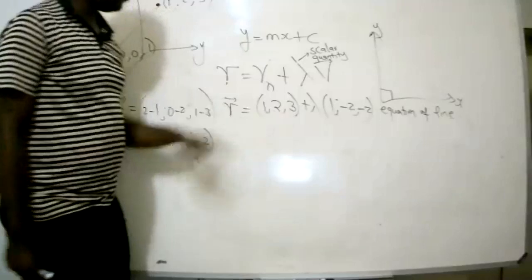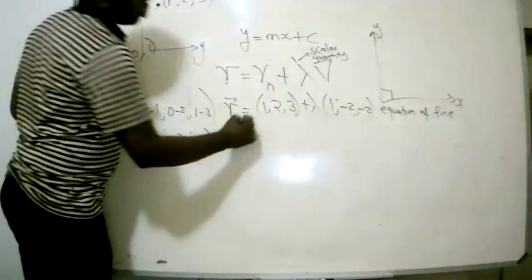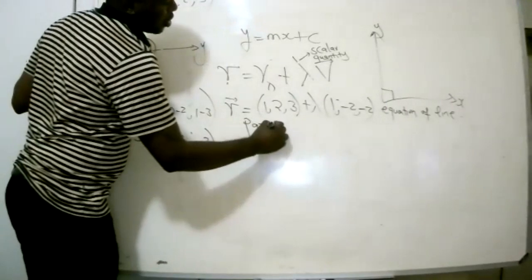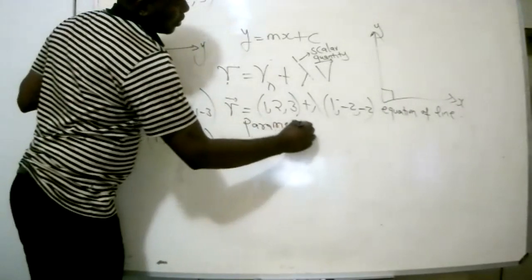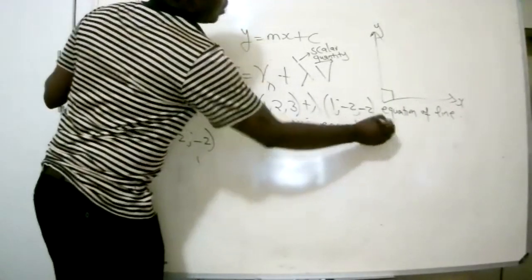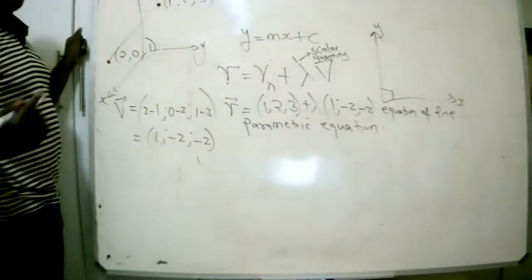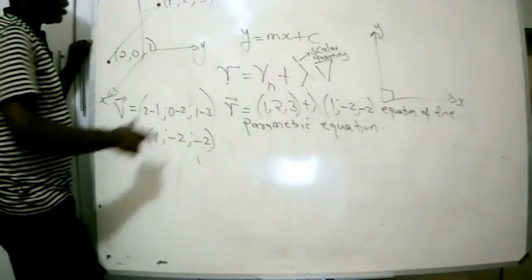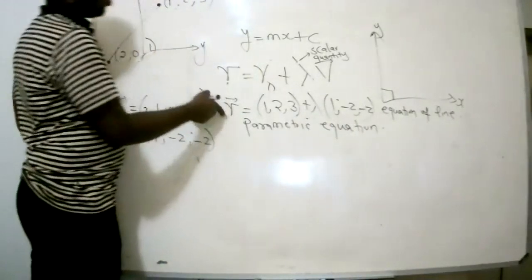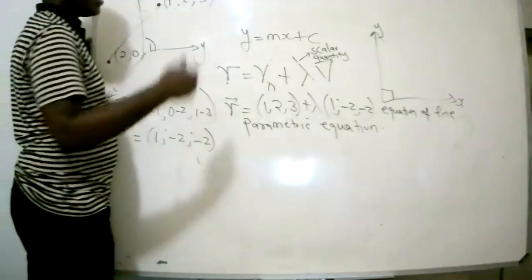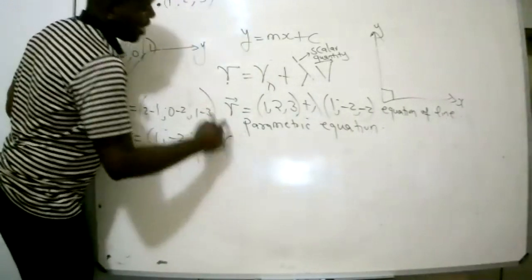All right, okay. So from the equation of a line, we get the parametric equation. This is how we are going to get the parametric equation. Here we are going to represent the components x, y, and z.